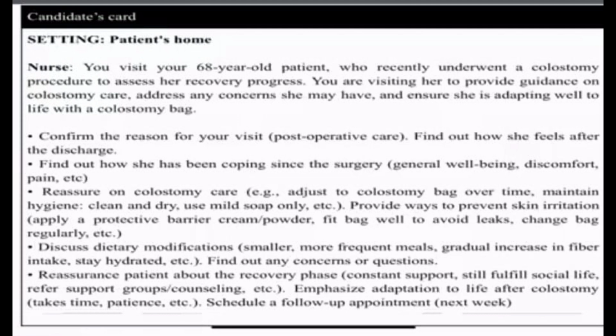So guys, this is all about this role play. I hope you all understand, because I have explained the different points and tasks with the construction of sentences.